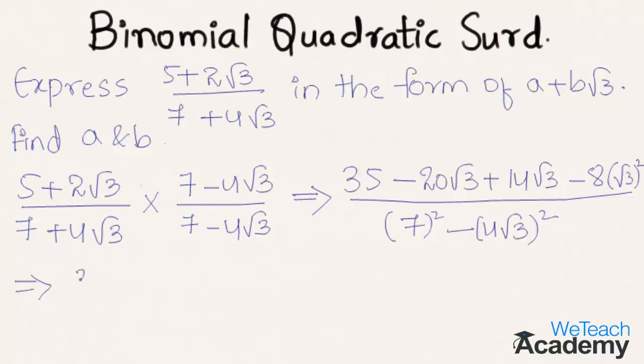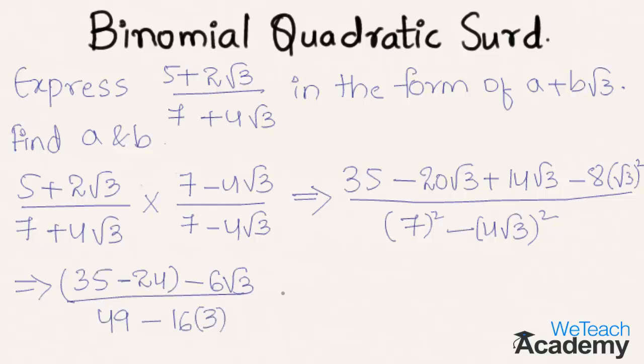That implies we get 35 minus 24, and then by subtracting the similar surds we get minus 6 root 3, divided by 49 minus 16 into 3. That implies we get the result as 11 minus 6 root 3 by 49 minus 48, which is equal to 11 minus 6 root 3.